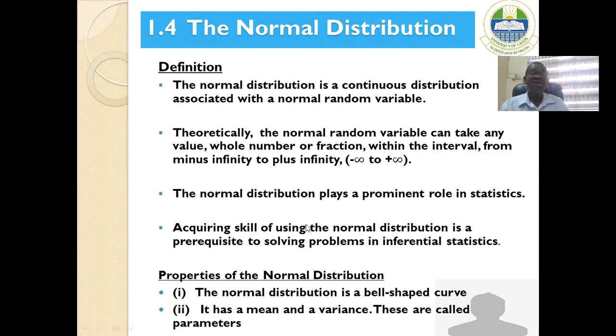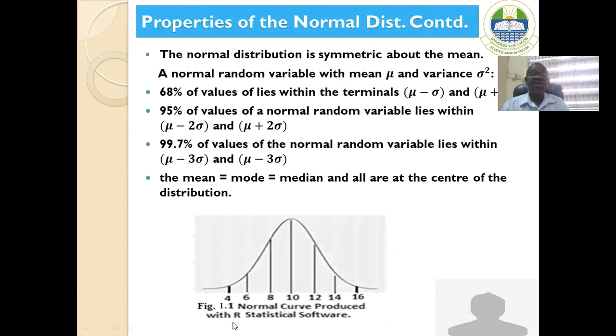So the normal distribution is very important because in this course, everything you are going to do from now on will involve one aspect of the normal distribution or the other. Let us look at them. So please try to understand it. Let us look at the characteristics or properties of the normal distribution. It is a bell-shaped curve, and it has both a mean and a variance, and the mean and variance are called parameters. See how it is shaped, the normal distribution.